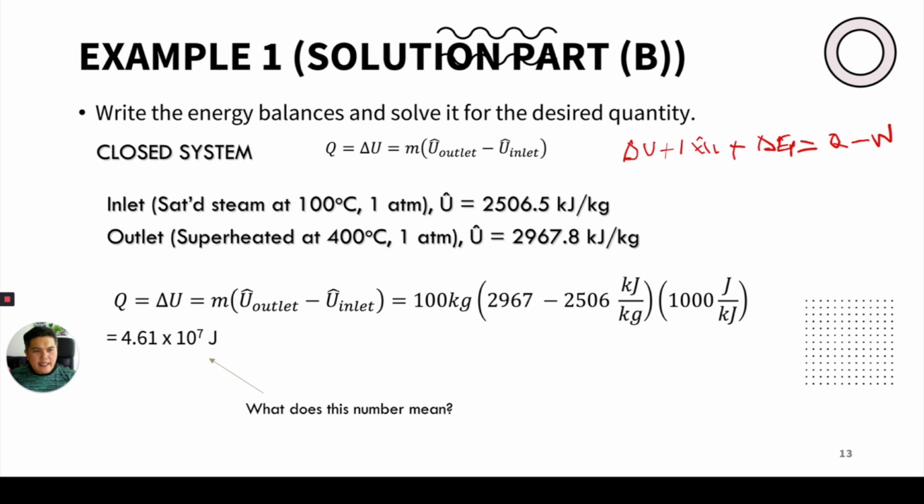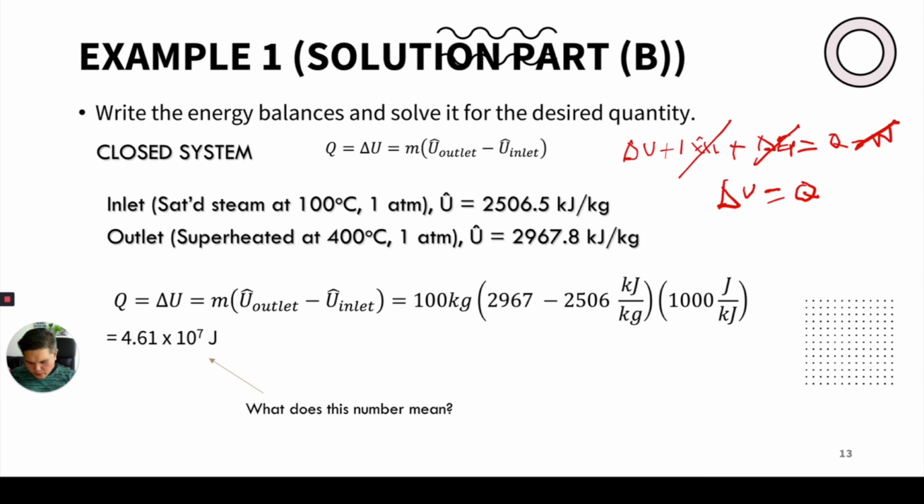So is there any kinetic energy involved? No. Is there any change of potential energy? No. Is there any work done? No. It's just heating of the saturated steam to become superheated steam, so there is no work done by the system. So it's 0. What remains is only delta U equals Q.